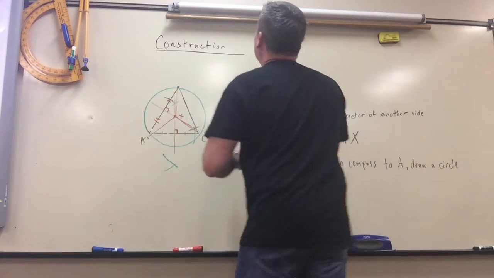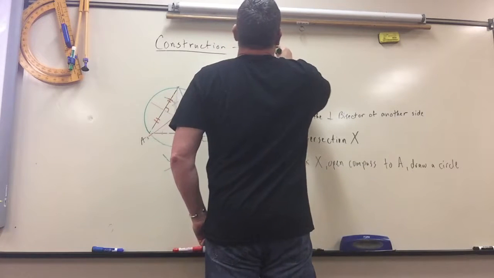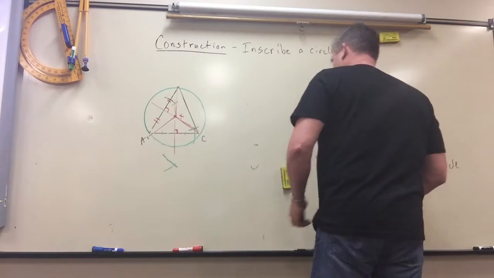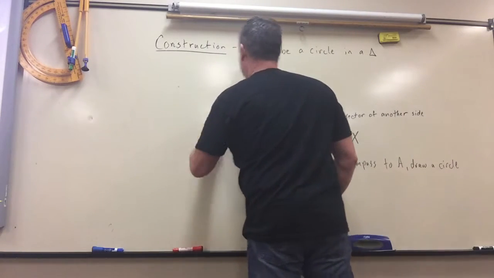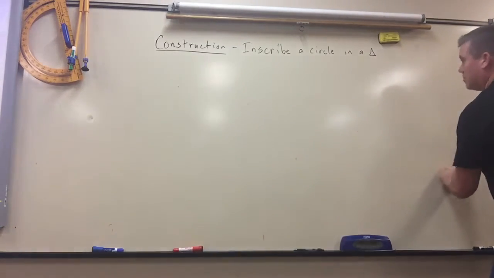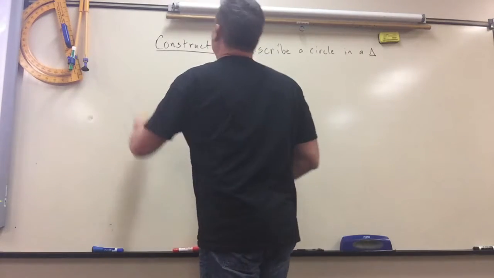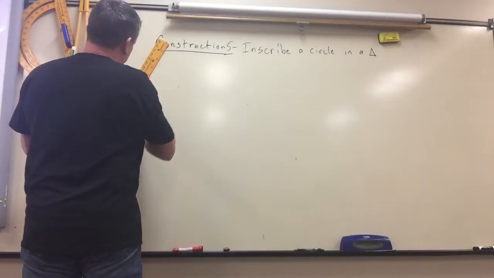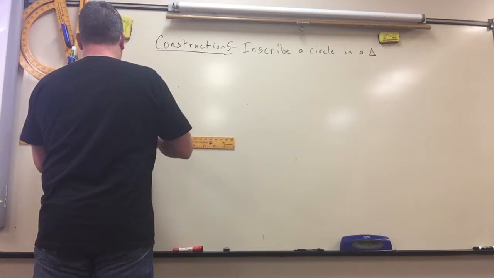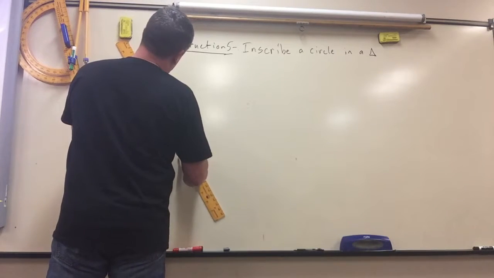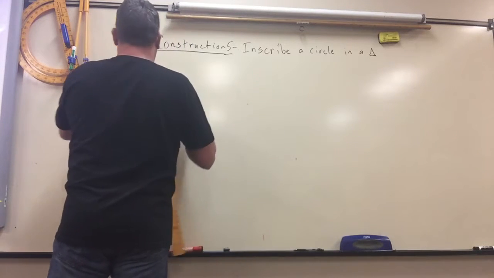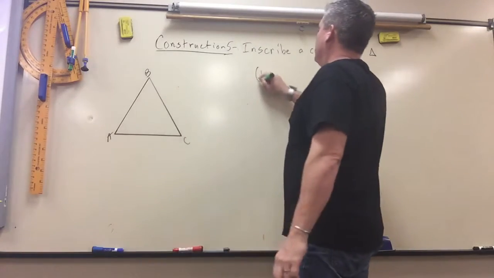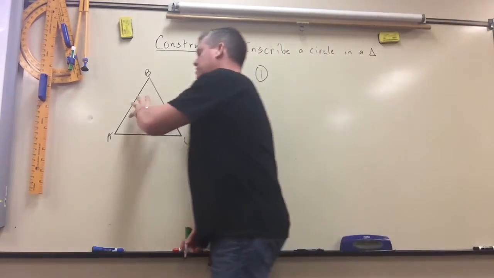So the next one we do then is inscribe a circle in a triangle. Construction 5. So again, you need to start off with any kind of triangle you want. An acute is the easiest one to work with. And you don't want it too small, because then it's hard to operate the compass. So this one, all the work is done inside the triangle. That's why you don't want it too small.